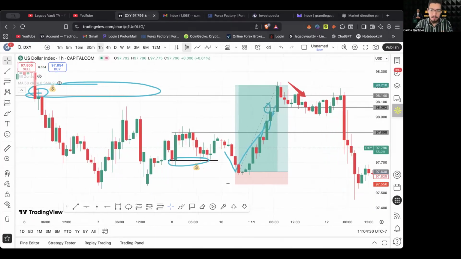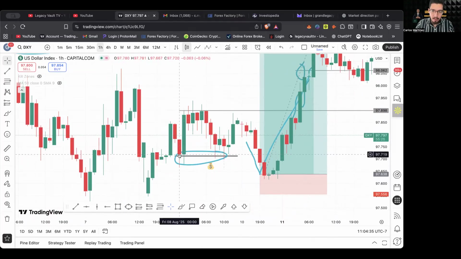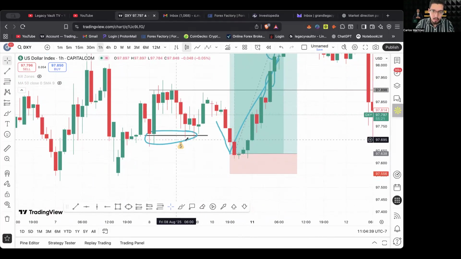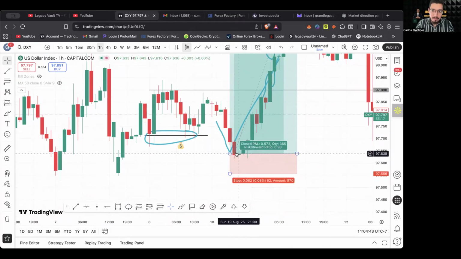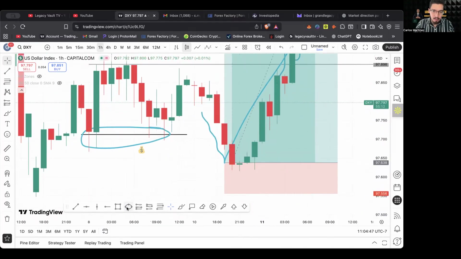Just like this example. They spot liquidity here, this buildup. They push price down to liquidate these buyers, and then they push price down to enter here. And this is a confirmation candle right here.